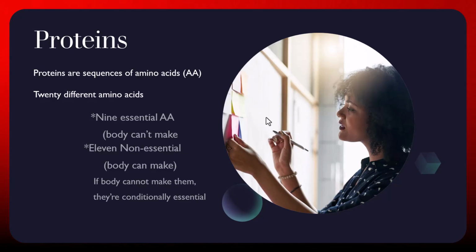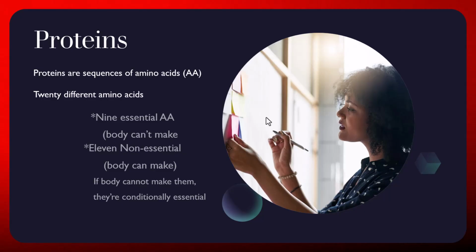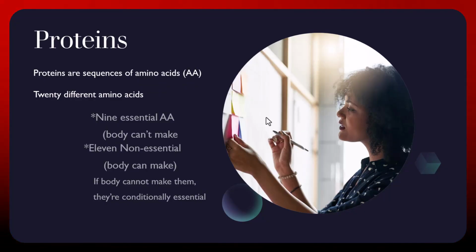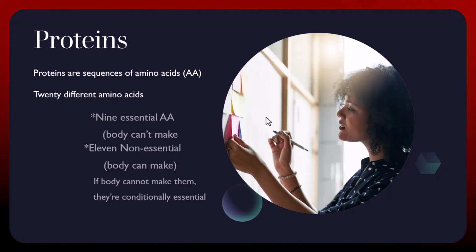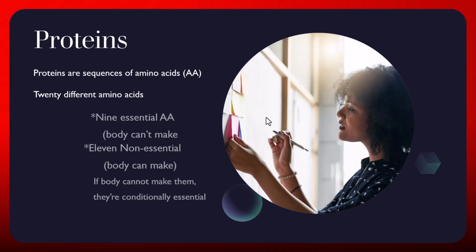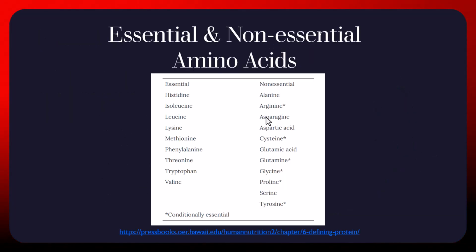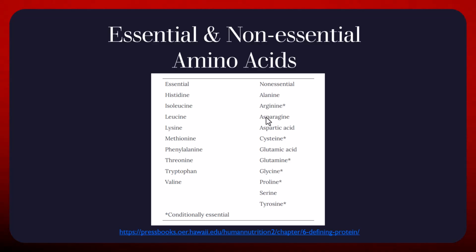There are also conditionally essential amino acids. Those are non-essential amino acids that under certain conditions become essential, conditions that create a situation where the body can't make them. Here you have a chart that shows essential amino acids and non-essential amino acids. In the non-essential amino acid list, you have certain starred amino acids, and those are the conditionally essential ones.